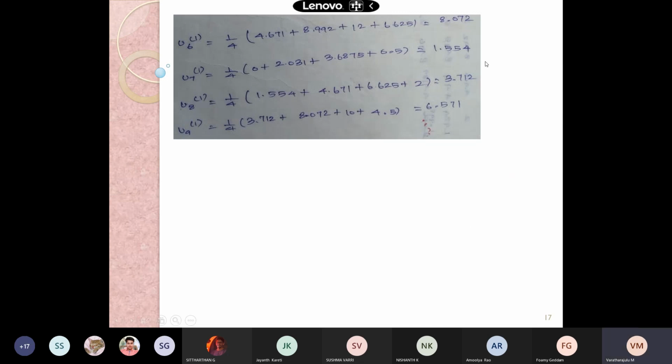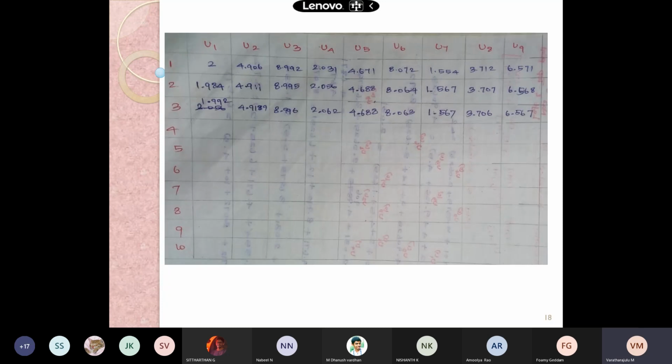U7 is 1.554 and U8 is 3.712 and U9 is 6.571. So sir, I got U8 as 3.7125, sir. Very good. U9 I have requested. Sir, U9 is correct, sir, 6.571. Very good, very good.